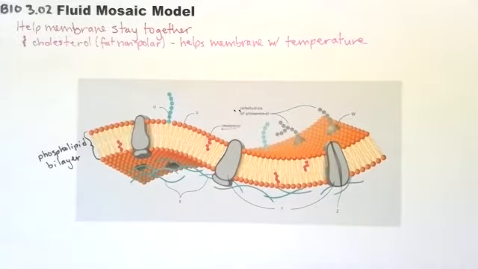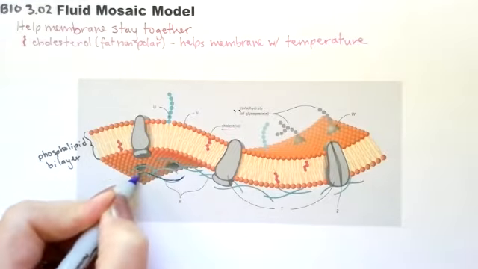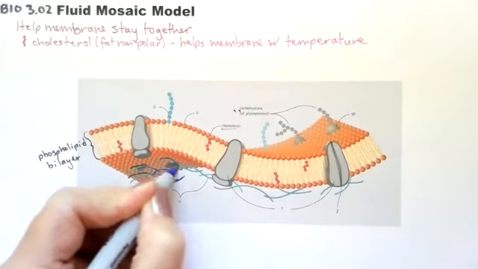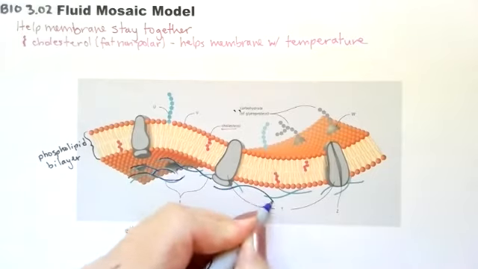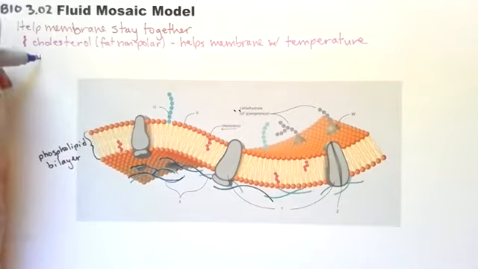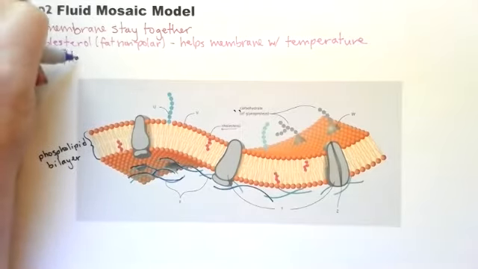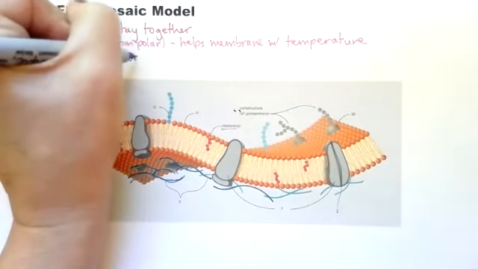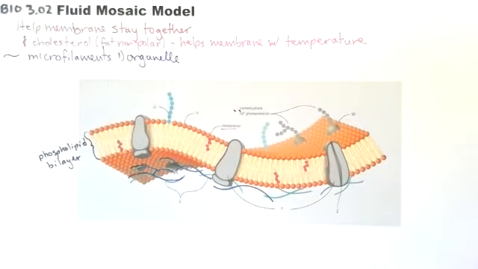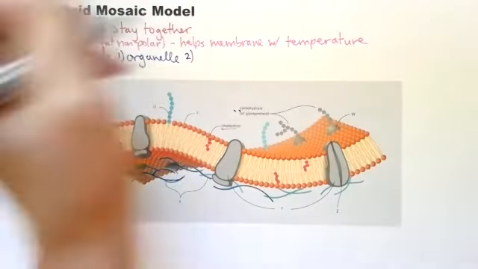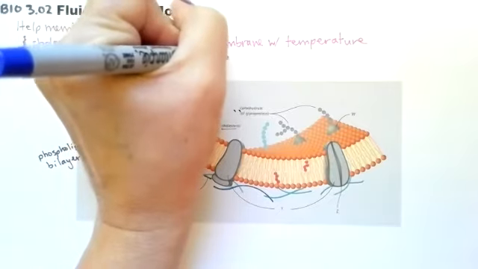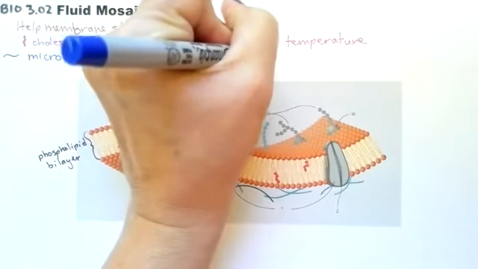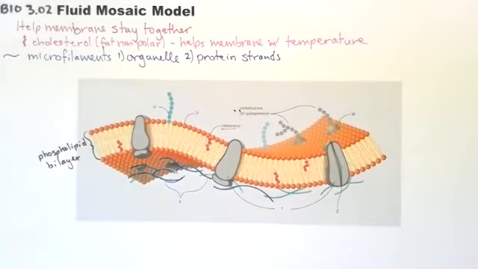The other structure that assists the membrane are these, and for me they're blue, so I'll kind of do them in blue. These are called microfilaments. And this is our second organelle. So microfilaments are an organelle. They're protein strands. So they're long, thin proteins.